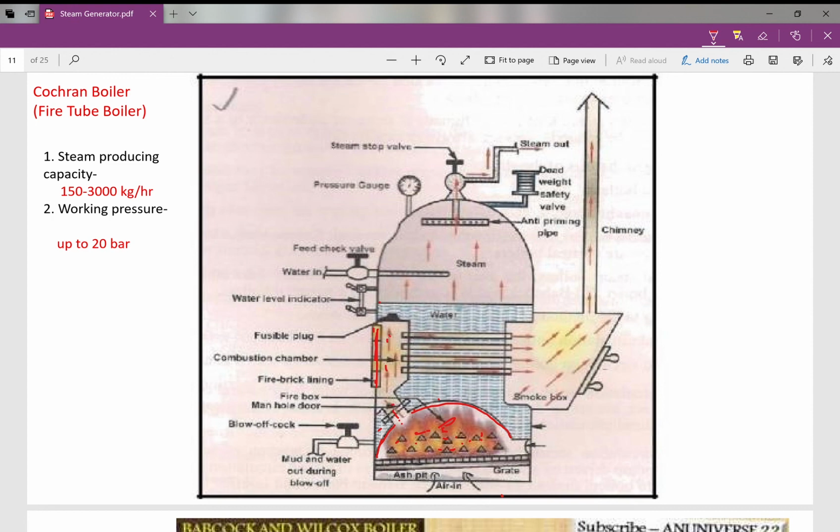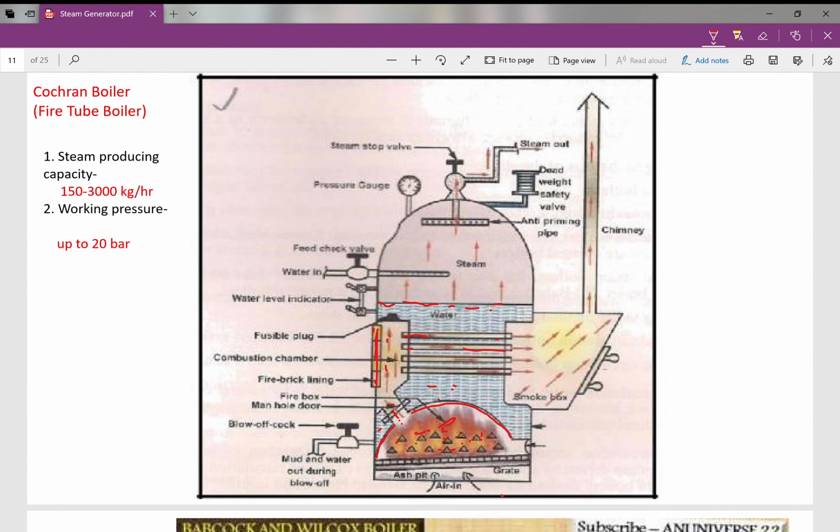These are hot gases passing through this. These are fire tubes. All these fire tubes are surrounded by water. So water level is up to here. This blue part is your water. So when hot gases are entering through tubes, all tubes are surrounded by water.